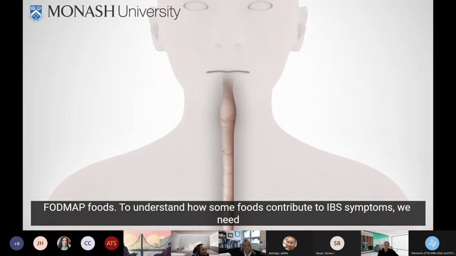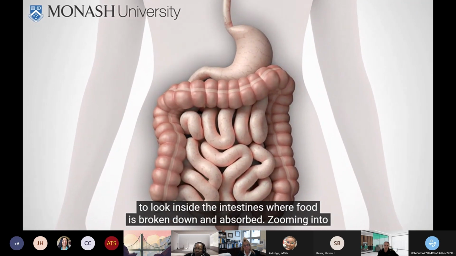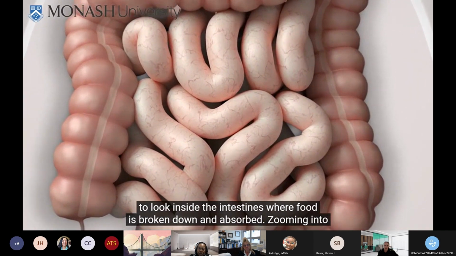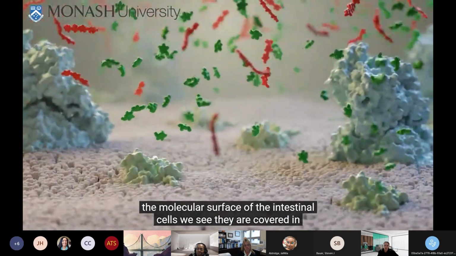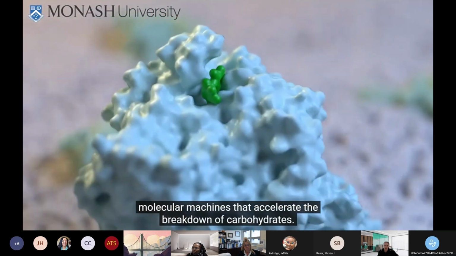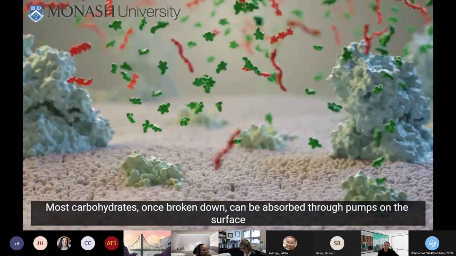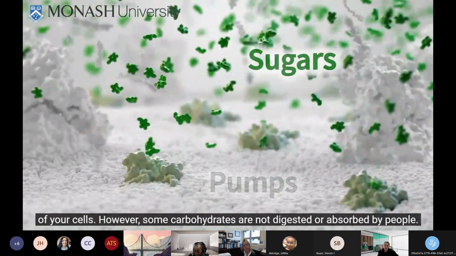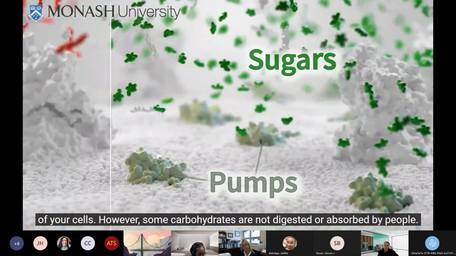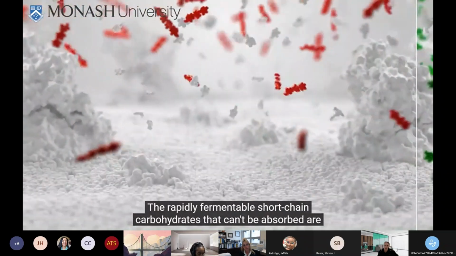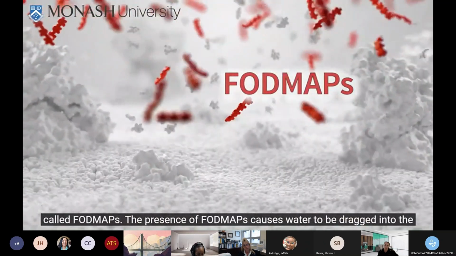To understand how some foods contribute to IBS symptoms, we need to look inside the intestines, where food is broken down and absorbed. Zooming in to the molecular surface of the intestinal cells, we see they are covered in molecular machines that accelerate the breakdown of carbohydrates. Most carbohydrates, once broken down, can be absorbed through pumps on the surface of your cells. However, some carbohydrates are not digested or absorbed by people. The rapidly fermentable short-chain carbohydrates that can't be absorbed are called FODMAPs.